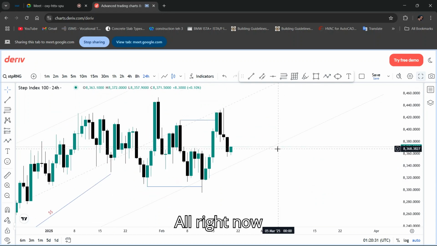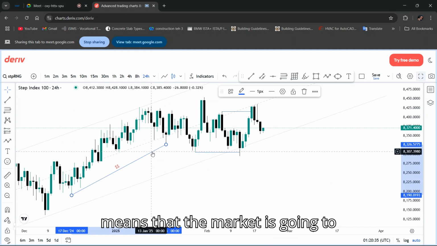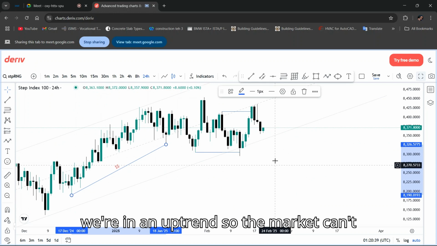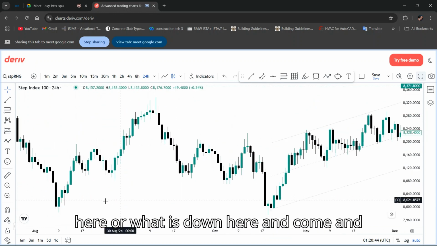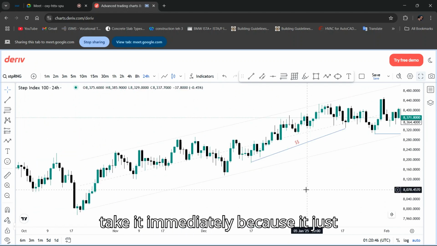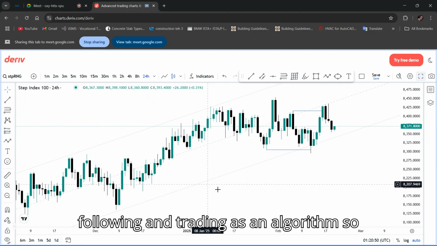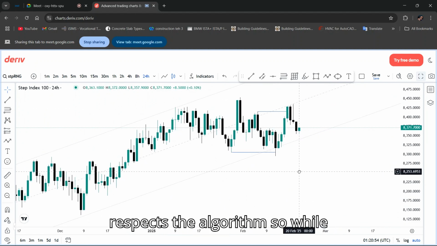All right. Now, just because we have liquidity here, it doesn't mean that the market is going to immediately go back and take it because we're in an uptrend. So the market can't see every liquidity like what is down here, or what is down here, and come and take it immediately because it just appeared. And I say it works. The market is following and trading as an algorithm. So it has to follow the algorithm and it respects the algorithm.